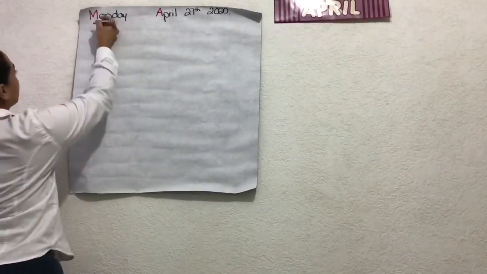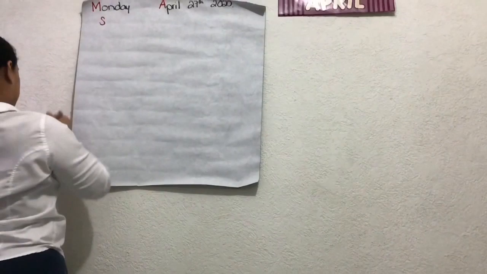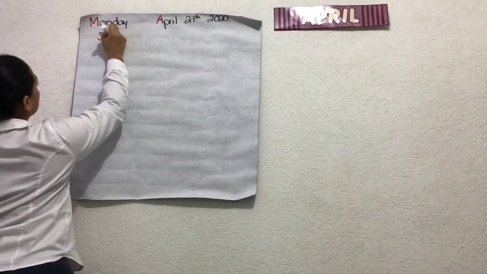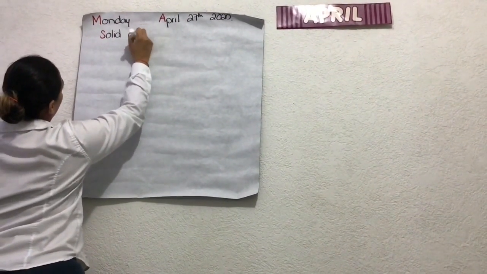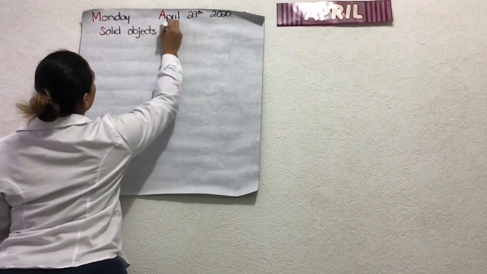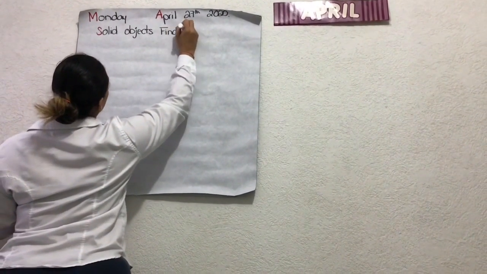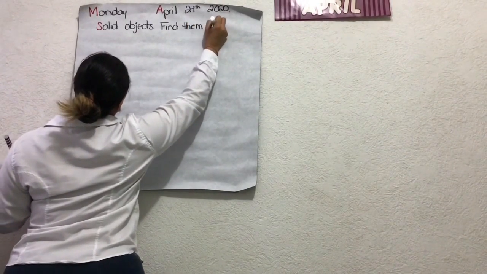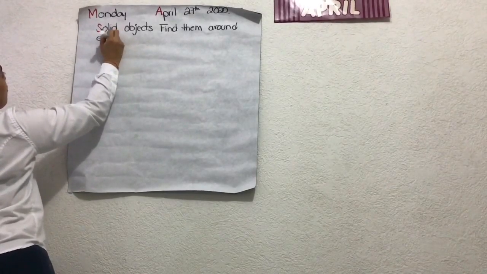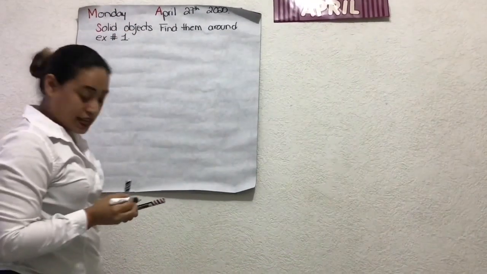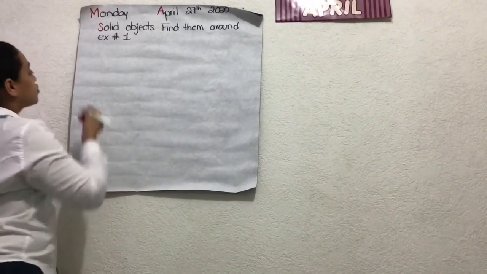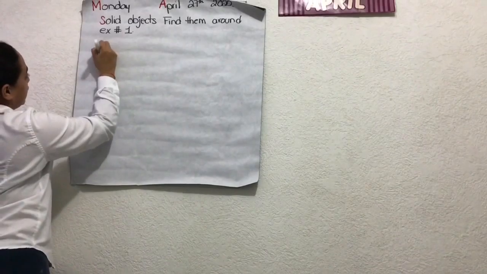You're going to have to do solid objects. Find them in your house. Find them around. Exercise number 1. Okay? Alright, so the first thing I want you to look for, I'm going to say this is a sphere.